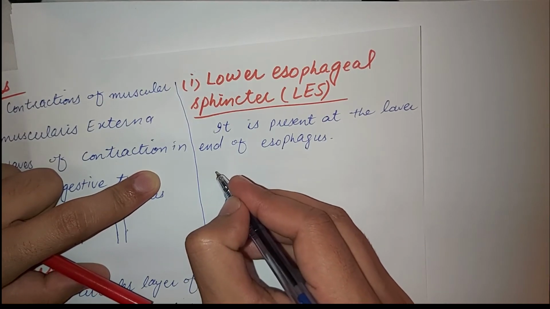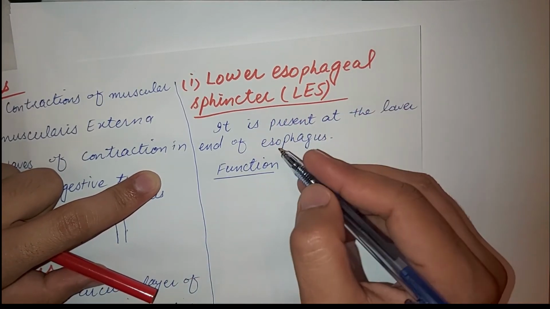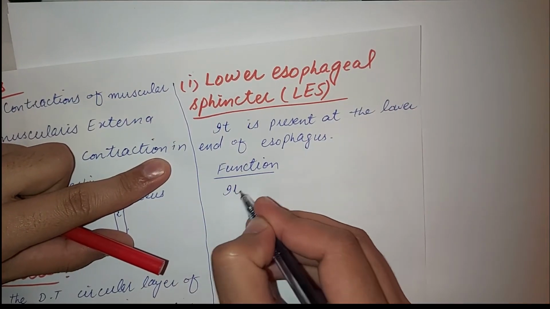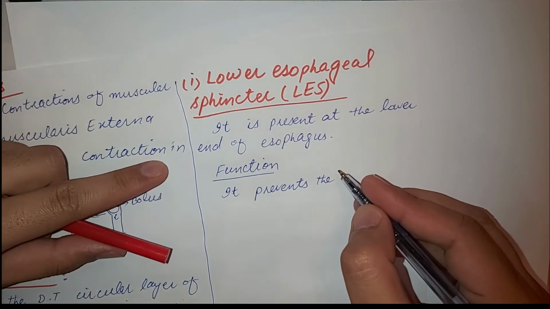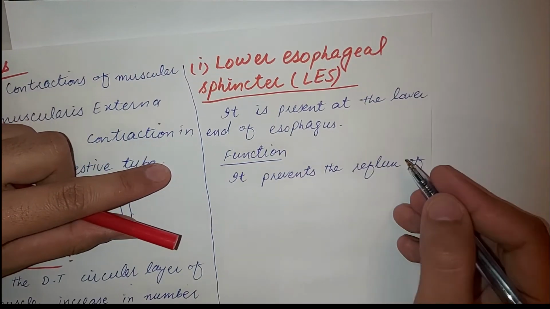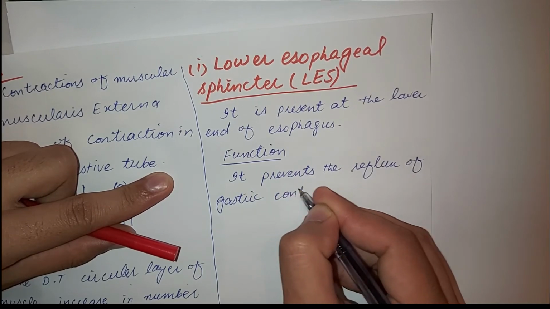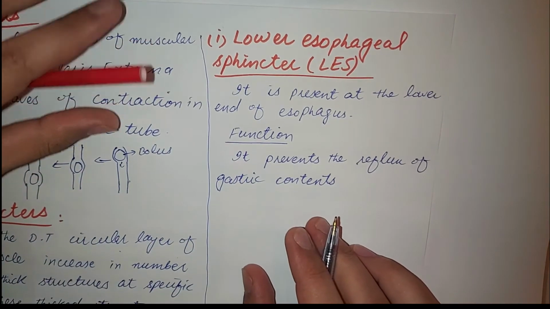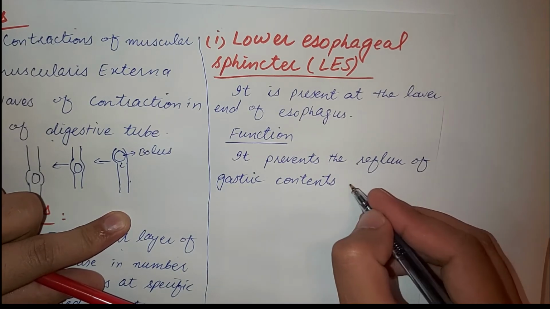What is the function of the lower esophageal sphincter? It prevents the reflux of gastric contents into the esophagus.